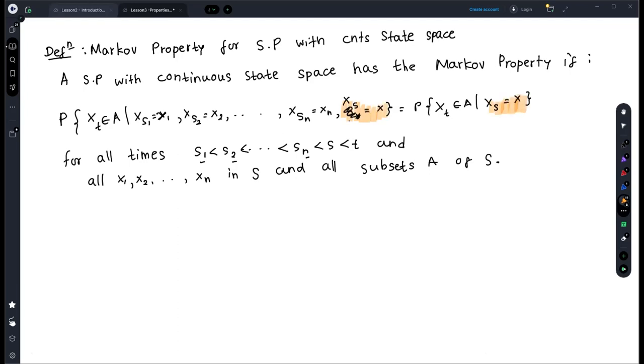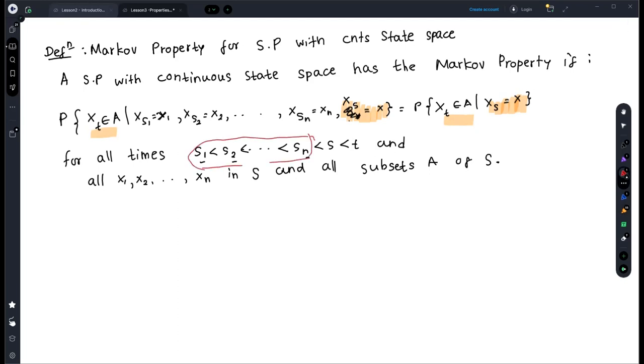So what does that mean? Xt given all the values from S1 up to S, whatever you have from S1 up to Sn, they are actually useless, right? So the probability Xt in A is the same as just given Xs only, right? So all the previous states at S1, S2, Sn, everything before S, all these values are before S, right?